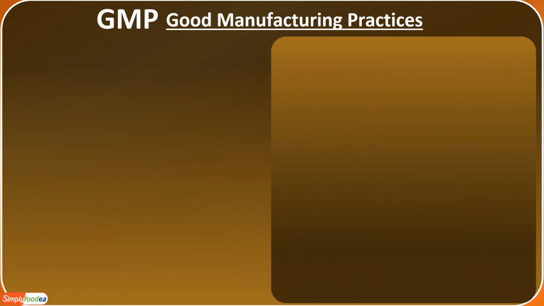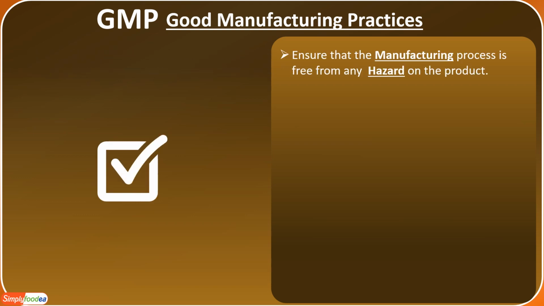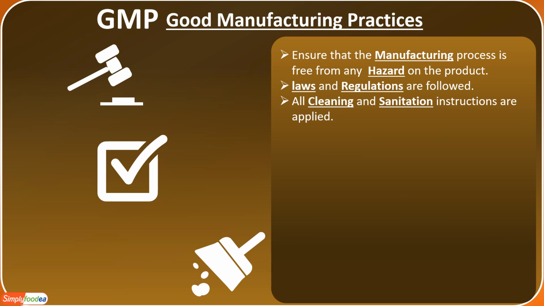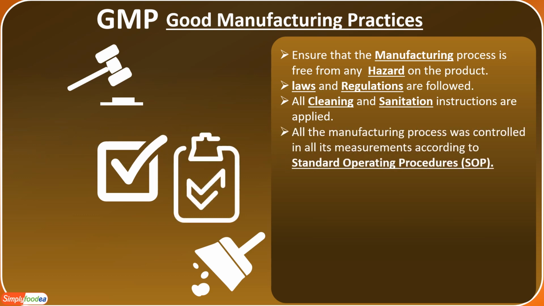It is used to ensure the following: ensuring that the manufacturing process is free from any hazard to the product, either physical hazard, chemical hazard, or biological or allergen hazard. Ensuring that the laws and regulations are followed. Ensuring that all the cleaning and sanitation instructions are applied and implemented. Also, GMP is responsible for controlling all the SOPs used. This stands for standard operating procedures.